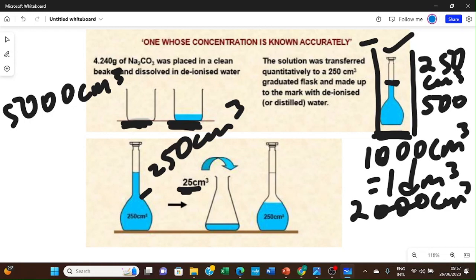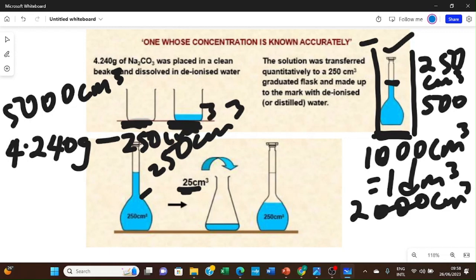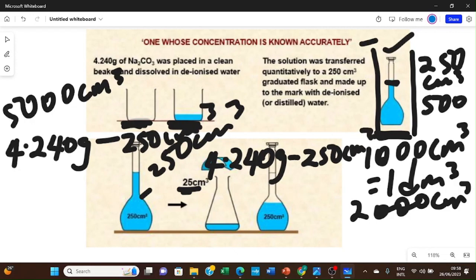For example, if we are to determine the concentration of this solution of sodium carbonate, that means 4.240 grams is dissolved in 250 cm cube of distilled water. We have to look for the concentration of the standard solution. So if we dissolve 4.240 grams in 250 cm cube, to make it standard, how many grams will dissolve in 1000 cm cube? So you now cross multiply. It will now be what?